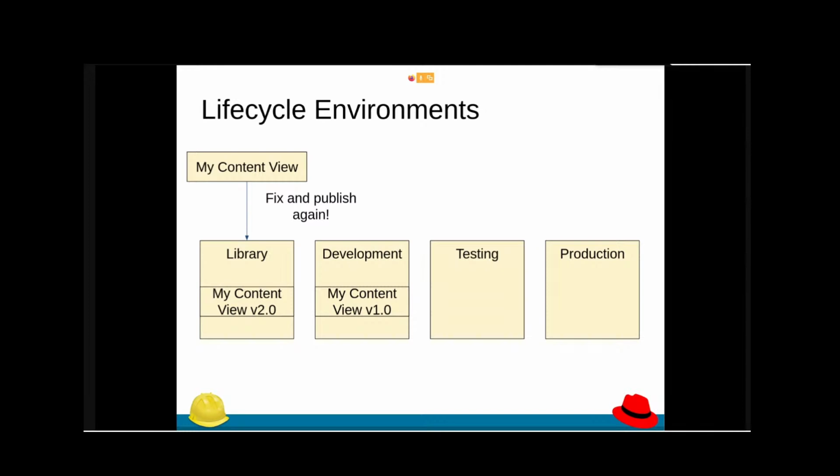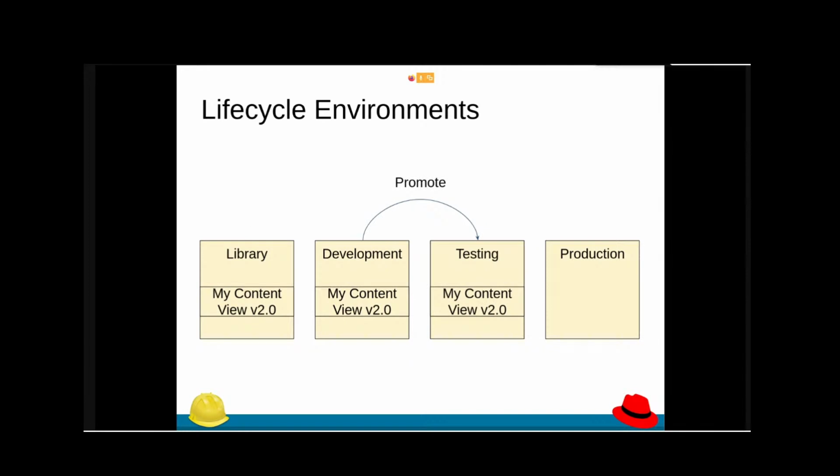Version 1.0 is still there, but when you publish 2.0, now that becomes the content view version for library. And then you can promote it, and then it'll be in development. As long as there's no other content view to kick it out, when you promote it, it'll keep the old lifecycle environment as well. So then you can keep going. You promote it to testing, you promote it to production. So in this case, content view version 2.0 is in all 4 of these lifecycle environments.